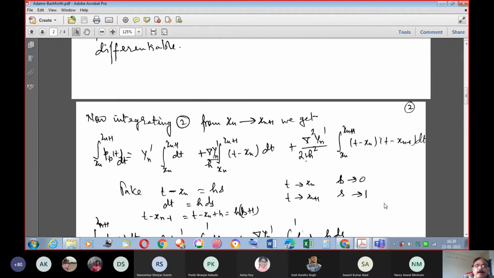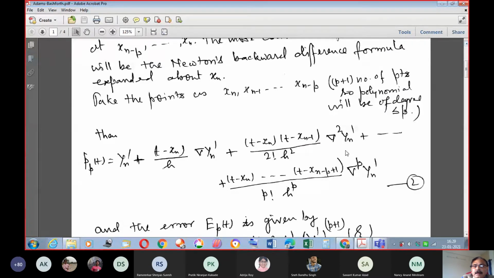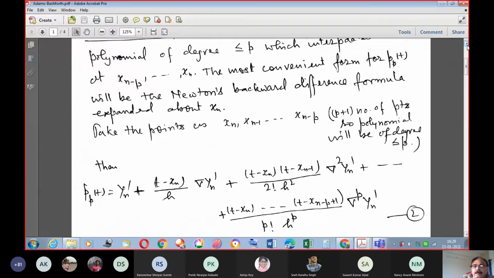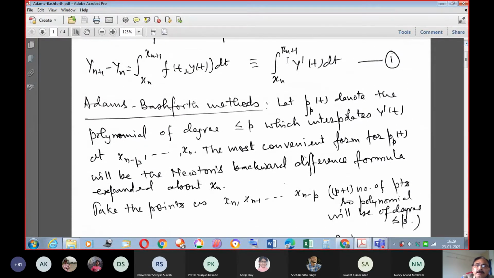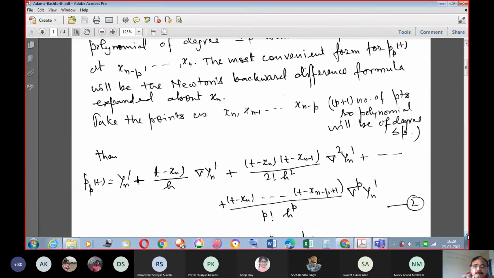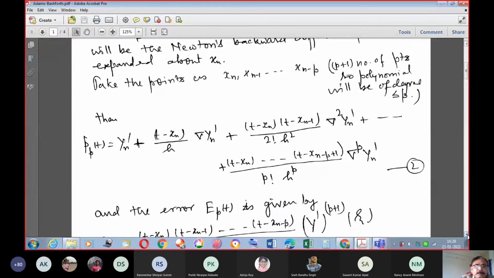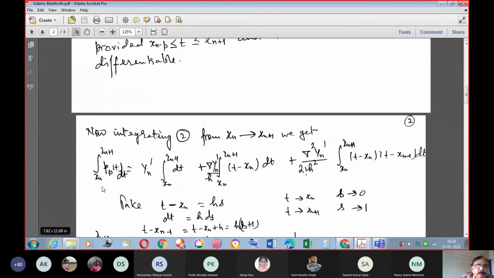Now, you might have read it in a different form that I will show you. As I have said, after writing the interpolating polynomial or approximate polynomial for your y prime, we will just integrate it from x_n to x_{n+1}. So this is the next job. We have approximated this y prime t by P_p(t). That P_p(t) I have written with the error term, and the error term is written separately. Next we'll integrate this from x_n to x_{n+1}.